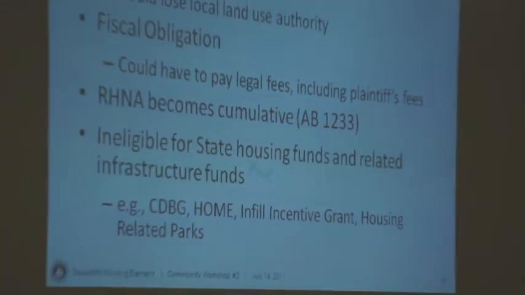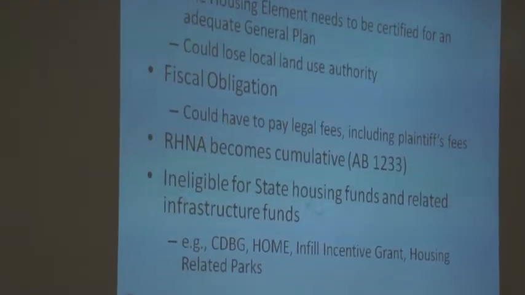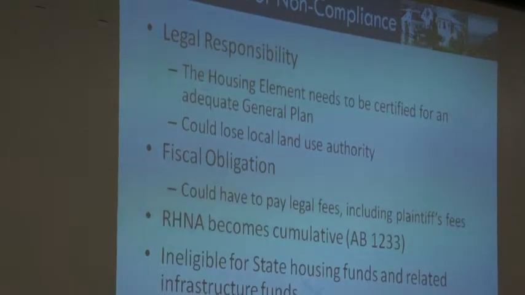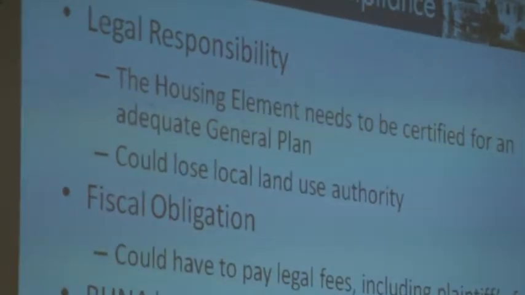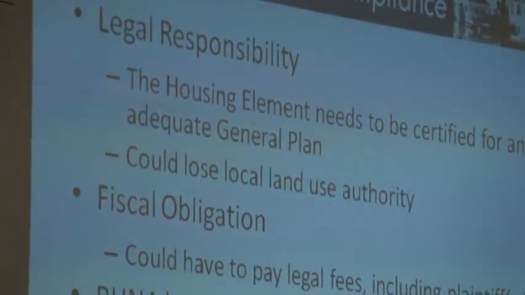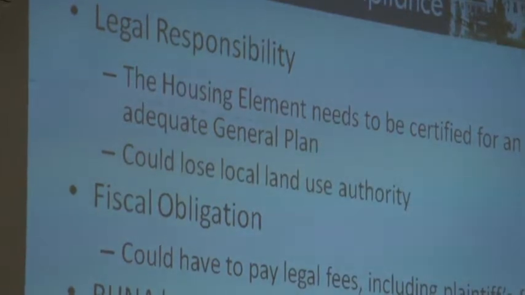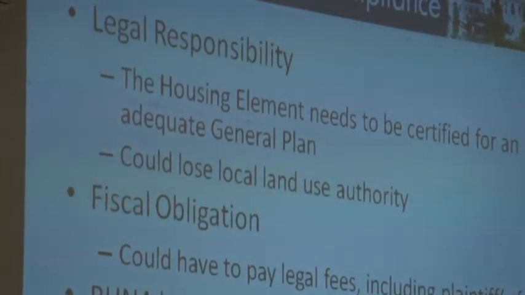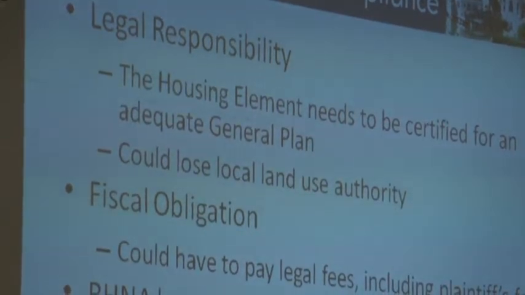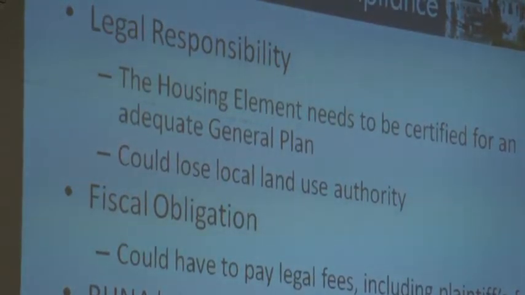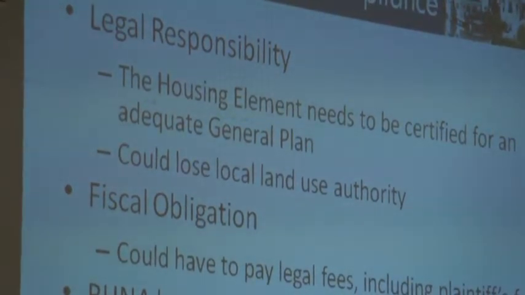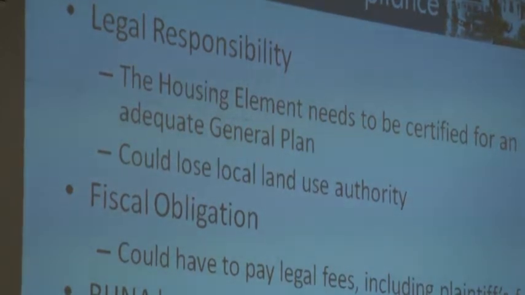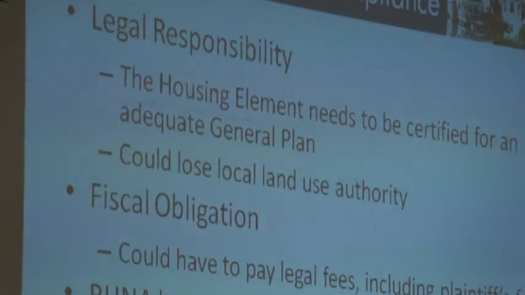Finally, we need to mention that there are some consequences for failure to get a certified element. Your whole general plan is inadequate technically if you don't have an adequate housing element. In litigation, theoretically, your land use authority could be constrained by the court saying, until you fix the problem, you can't issue certain kinds of permits. In litigation, there's a good chance you're going to have to pay legal fees, first your own, but including the plaintiff's fees. Then there's this extra penalty.